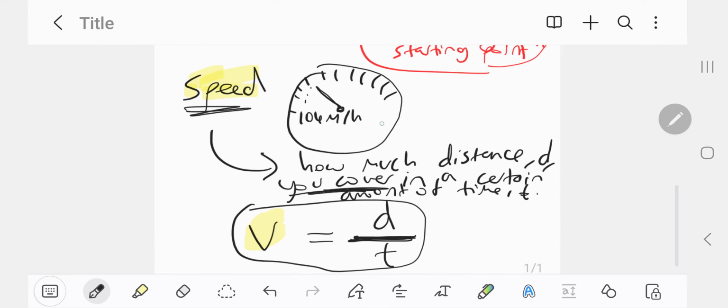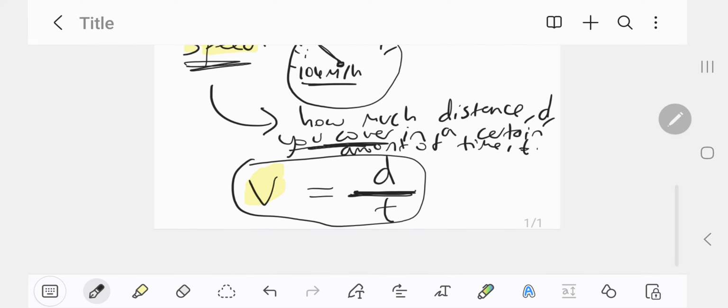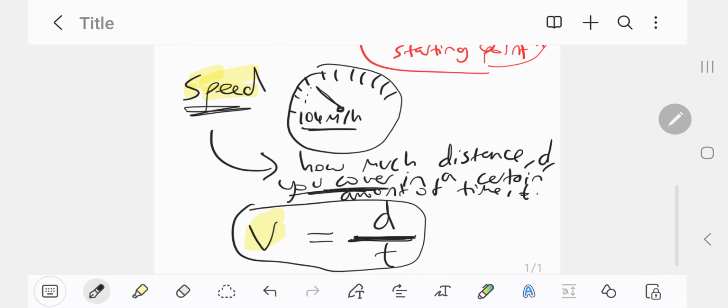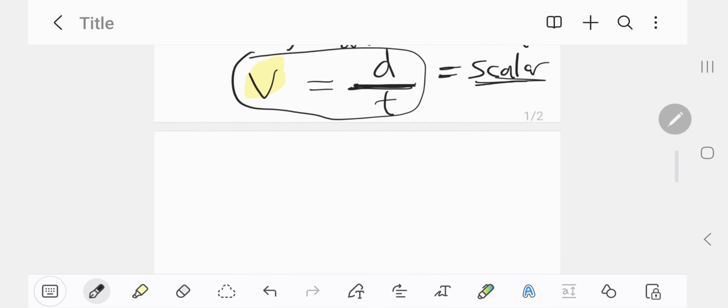So 10 k's per hour means literally you've covered 10 kilometers in an hour. 50 k's per hour means you've covered 50 kilometers in an hour. The higher the speed, the more distance you cover, if that makes sense. You cover more distance when you're doing 50 k's per hour as opposed to 10 k's per hour. And speed is a scalar. It's just a number. If you look down on your car's dash, you'll see a number. That's speed.